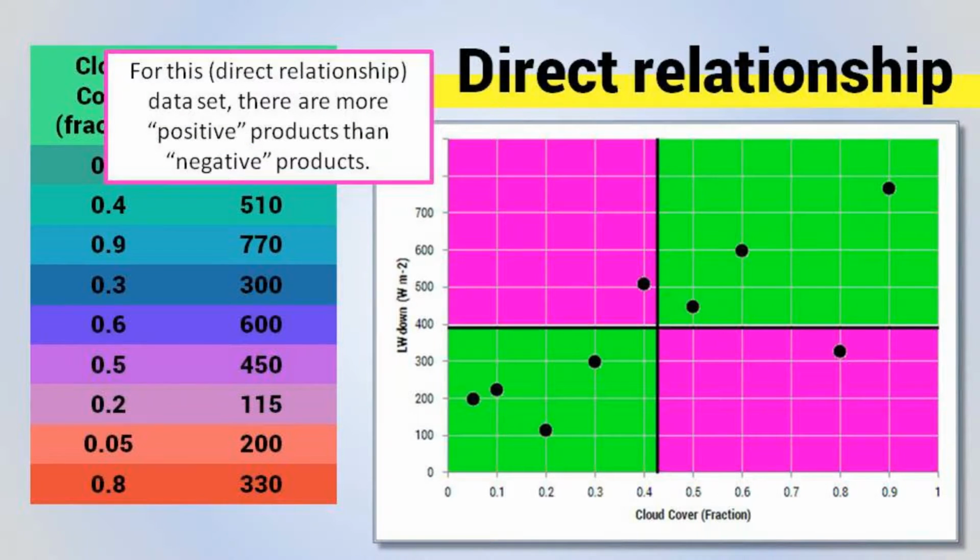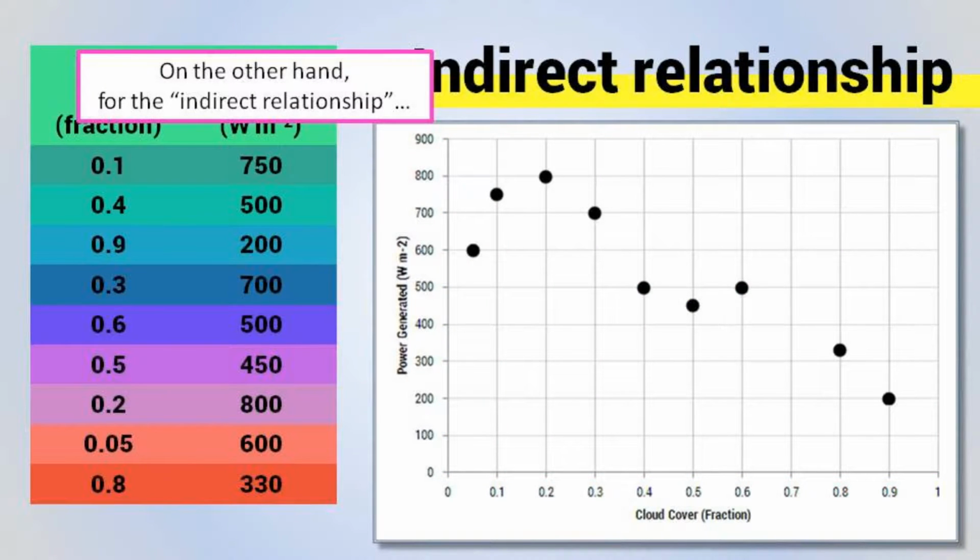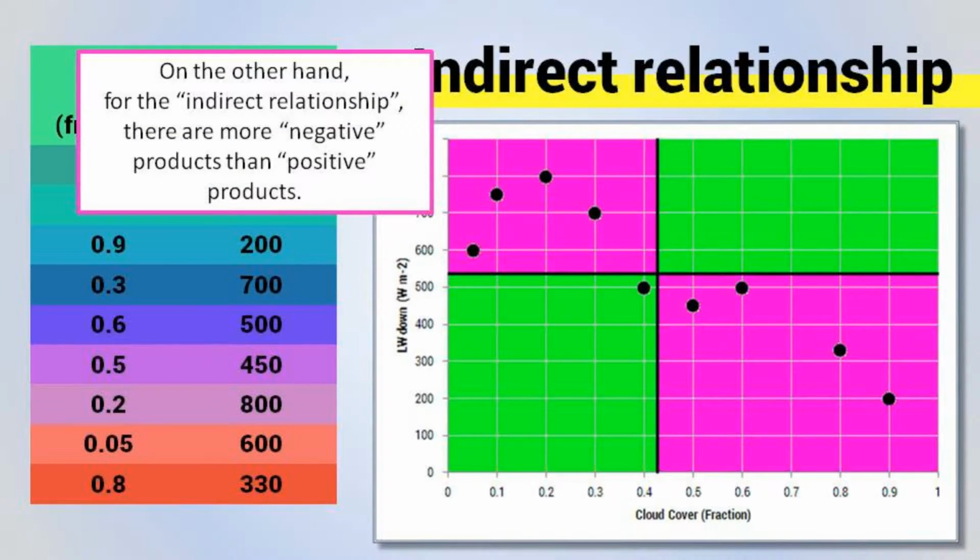Now for a direct relationship like the one that I'm illustrating right here, notice that there are more data points in the green areas than there are in the pink areas. There are more positive products of anomalies than negative products of anomalies. It wouldn't have to be that way. For example, if I took this indirect relationship we had before, where we have that downward trend to the data, and I put in an axis that is x bar and another that's y bar, and divide the scatter diagram up into 4 parts, you see that there are more negative products than positive products.